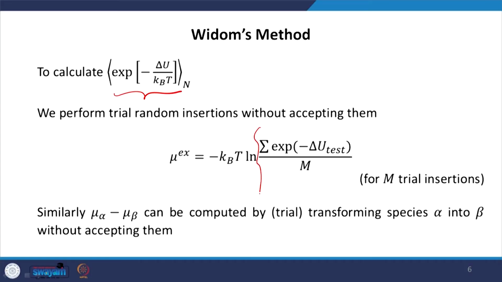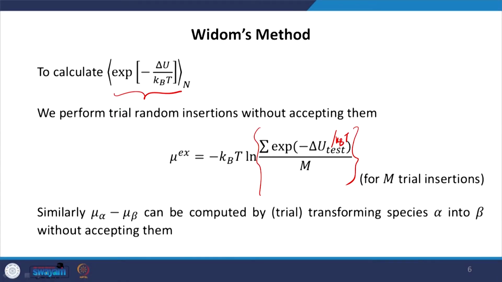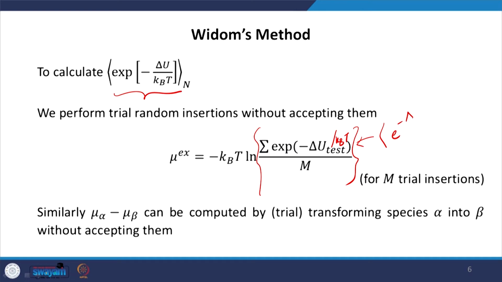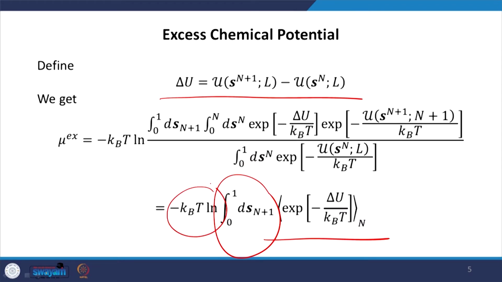So therefore we do not actually insert the particle, we simply perform a trial insertion, compute the energy changes, but then we always reject all such Monte Carlo moves. And by doing that, a small trick, what we can then evaluate is a quantity something like this. So we can compute the arithmetic mean of the exponential of minus delta U by kBT for, let us say, M trial insertions, and this is pretty much my average of exponential of minus delta U by kBT. Now that kBT ln is appearing because it was appearing in the expression of mu x, that is the excess chemical potential.